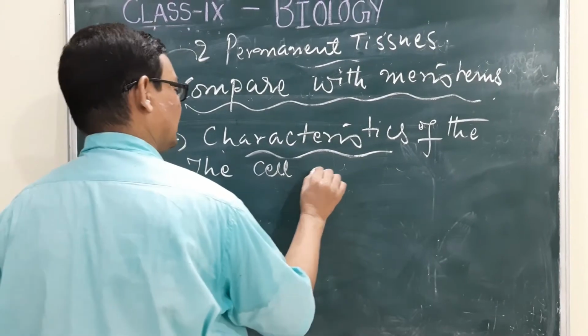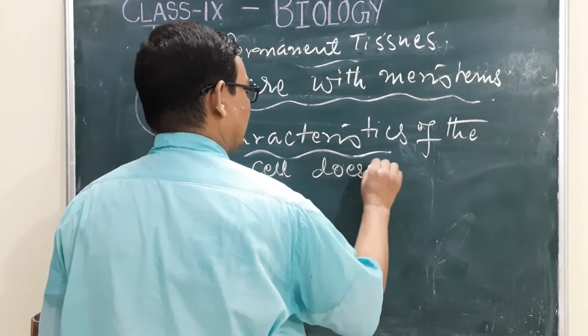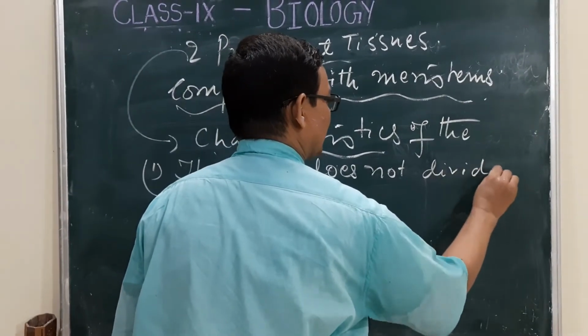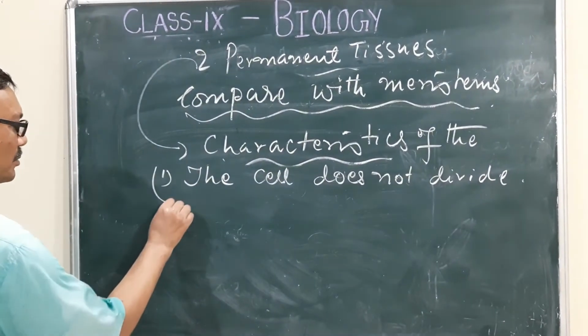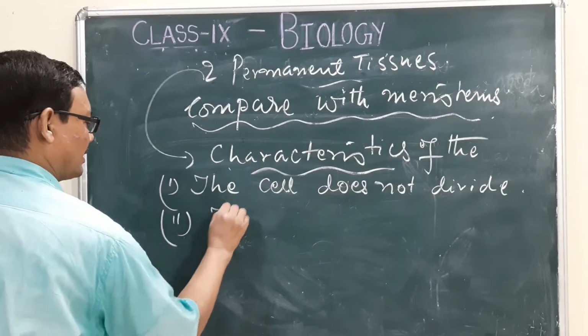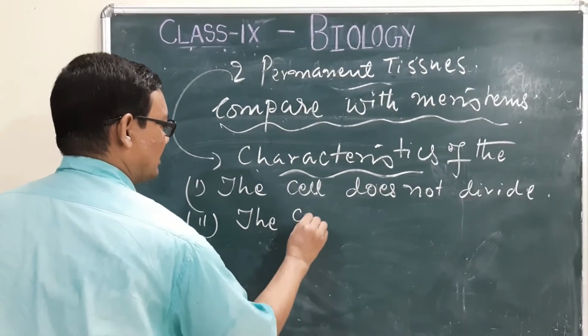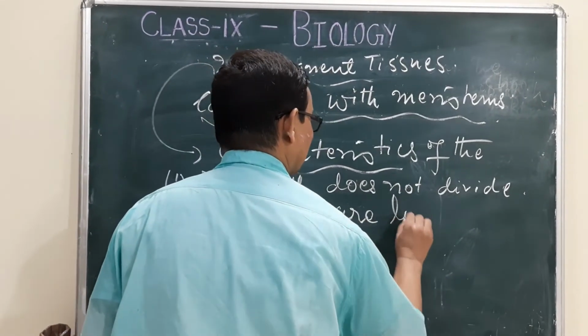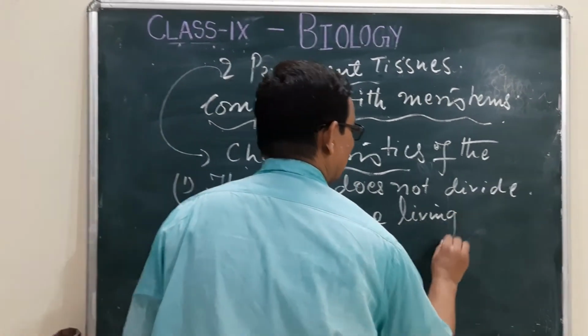The cell does not divide. Number one, the cells are living or dead.